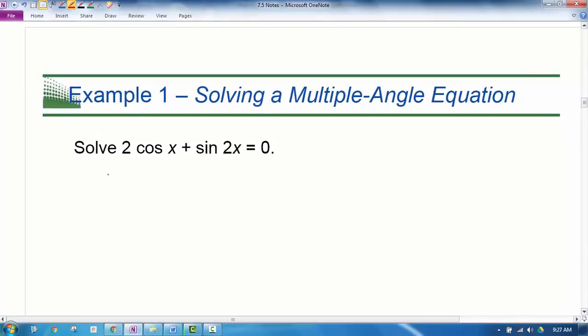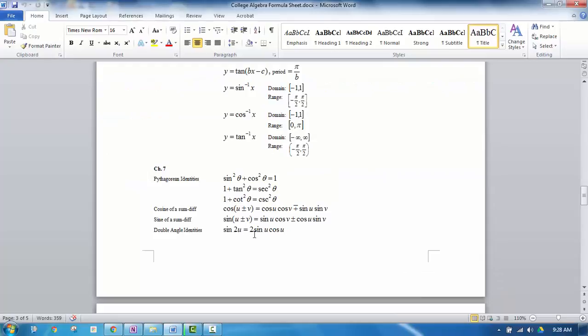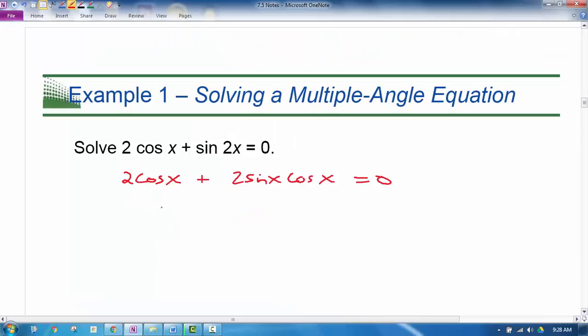Let's solve this. To do that, we need to replace sine of 2x using our double angle identity. So on your formula sheet, the formula is 2 sine of x cosine of x. Okay, you can take a look at that. It's right here. Now I can factor out a 2 and a cosine from this, leaving me with 1 plus sine of x. Now I can solve both of these parts.